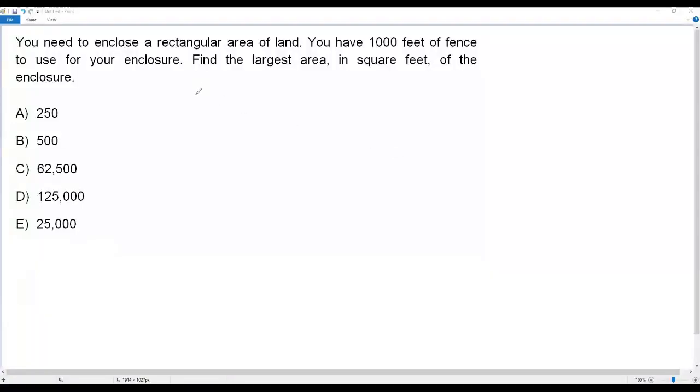Here we have an ACT math question. Okay, let's go to the information. You need to enclose a rectangular area of land. You have 1000 feet of fence to use for your enclosure. Find the largest area in square feet of the enclosure.